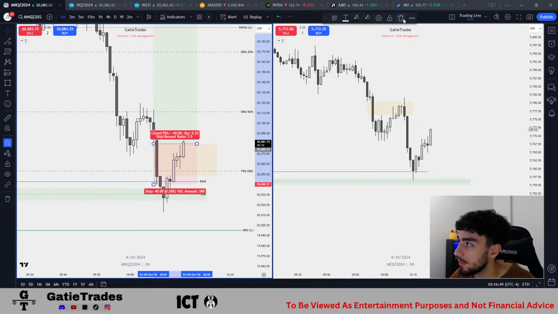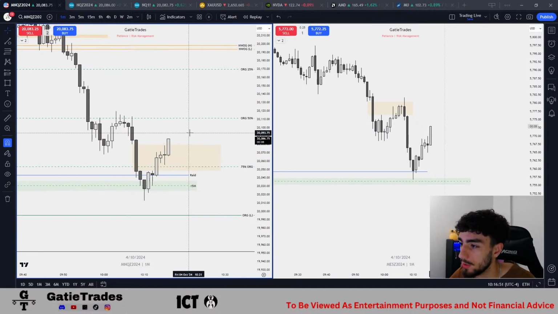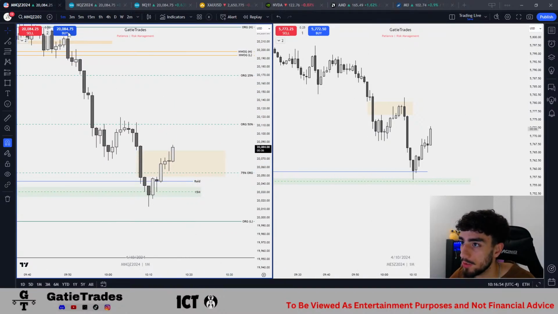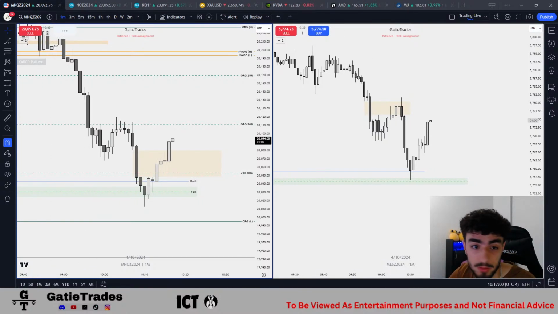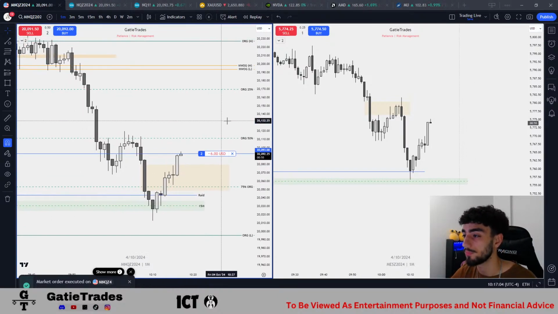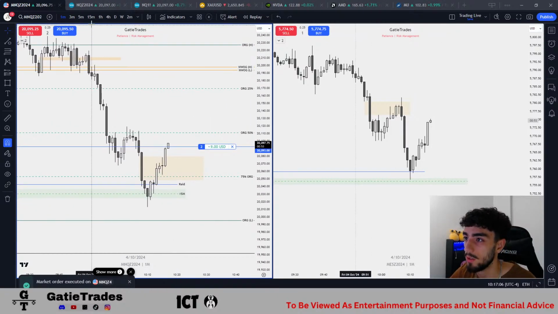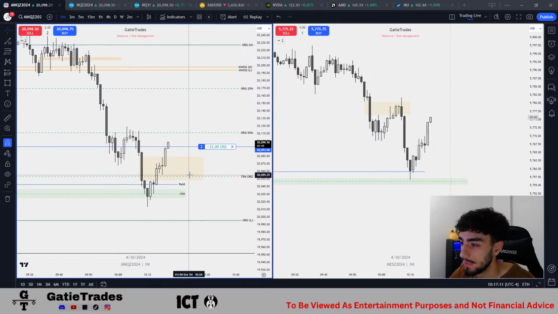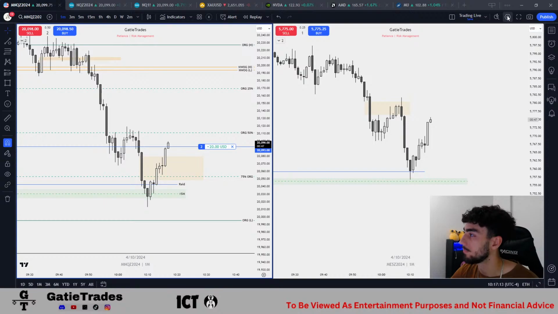What do you mean by inversion? A breaker? No, I mean inversion fair value gap right here. I will enter 2 markets buy, 2 micros buy. I'm gonna enter right here, guys, as soon as it ticks down, next candle. All right, we're in longs. I might have to break even. Let's see how this goes.